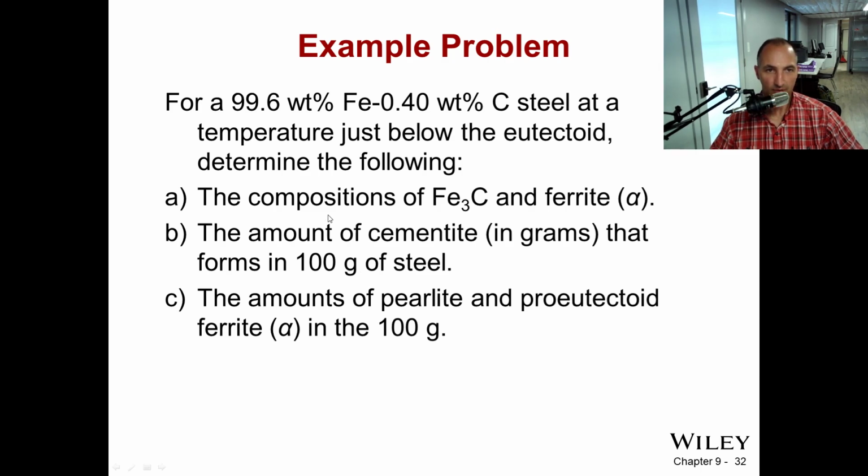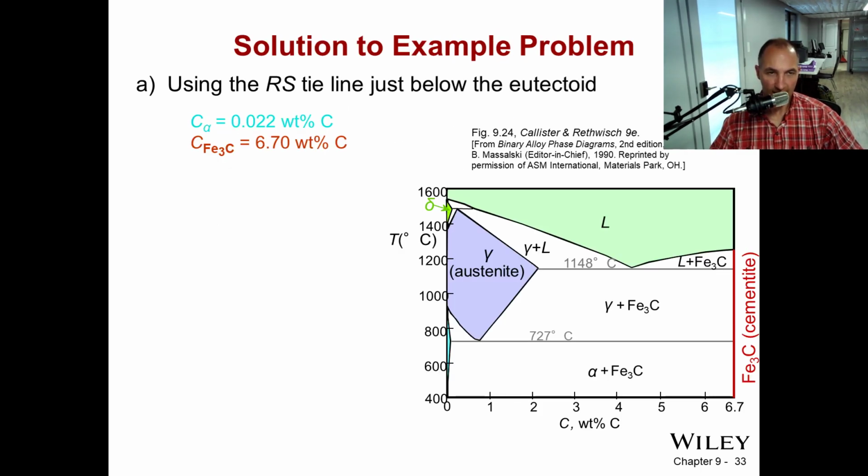So let's look at an example problem. We have 99.6 weight percent iron and 0.4 weight percent carbon at a temperature just below the eutectoid. Determine the following: the composition of the iron carbide and the ferrite, the amount of cementite in grams that forms in 100 grams of steel, and the amount of perlite and pro-eutectoid ferrite alpha in 100 grams of steel. Let's start with A. Remember, A is the composition of the iron carbide and the ferrite. So the composition of the alpha using the RS tie line is 0.022 weight percent of carbon and 6.7 weight percent of iron carbide.